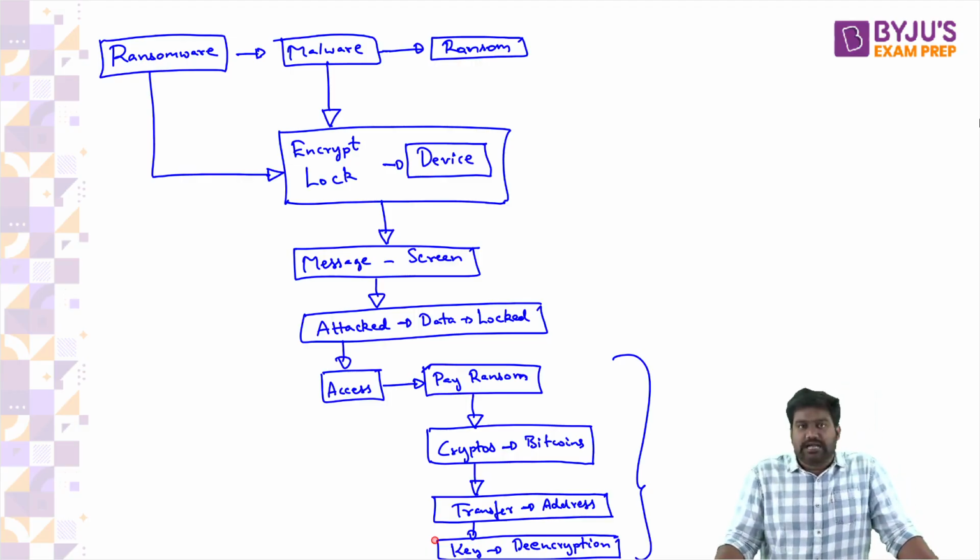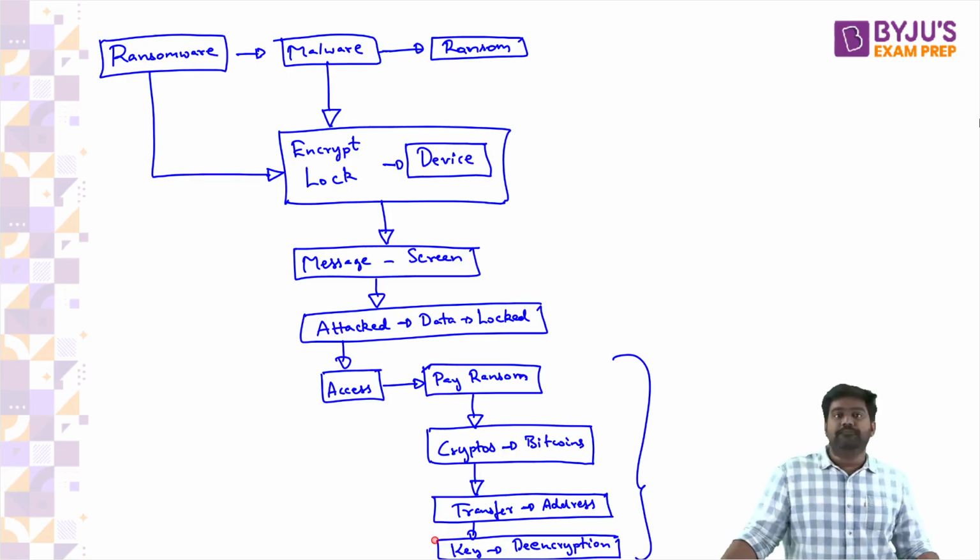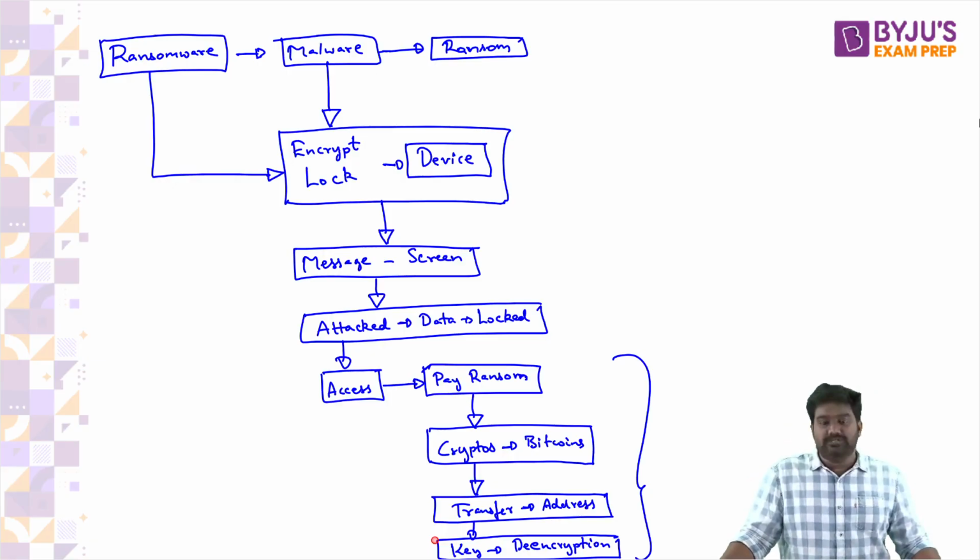As this is entirely remote, you'll never come face to face with the attacker. Even if you pay the ransom, there are chances where they keep extracting more money. They might deny giving you the key and they might ask even more money. So there's no guarantee that your system will be unlocked after you pay the ransom, but you have no other choice.